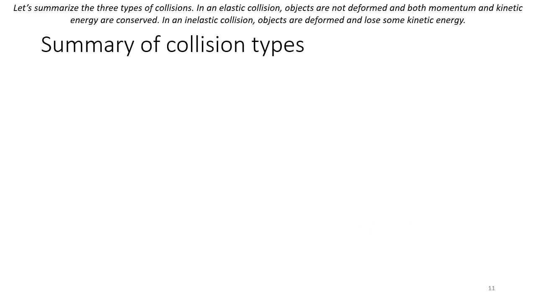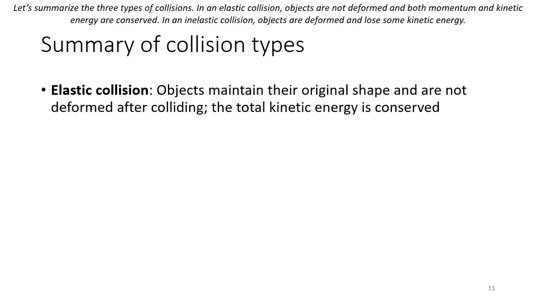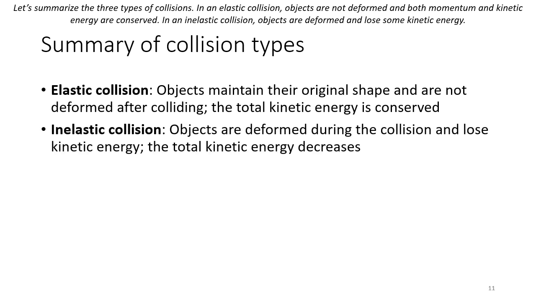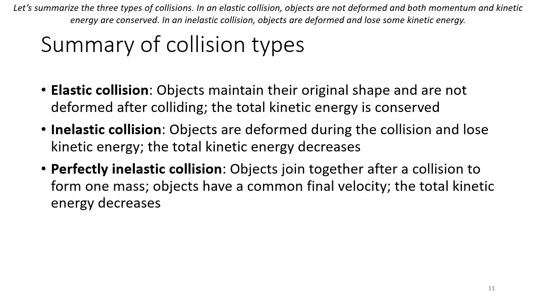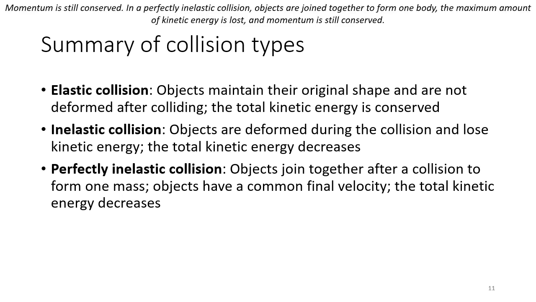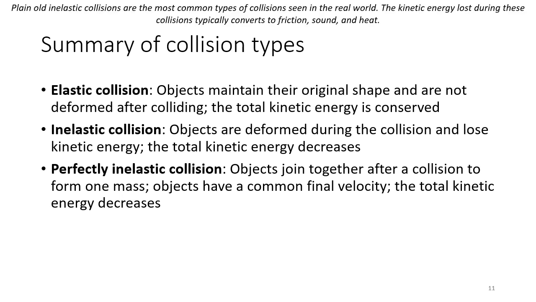Let's summarize the 3 types of collisions. In an elastic collision, objects are not deformed and both momentum and kinetic energy are conserved. In an inelastic collision, objects are deformed and lose some kinetic energy. Momentum is still conserved. In a perfectly inelastic collision, objects are joined together to form one body, the maximum amount of kinetic energy is lost, and momentum is still conserved.